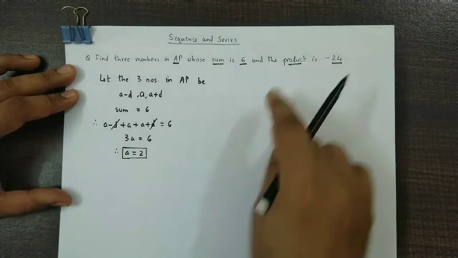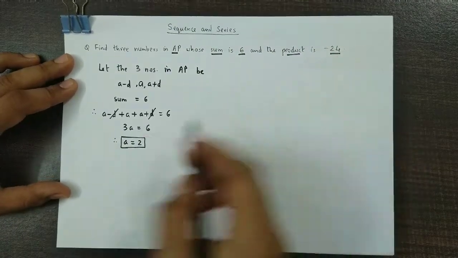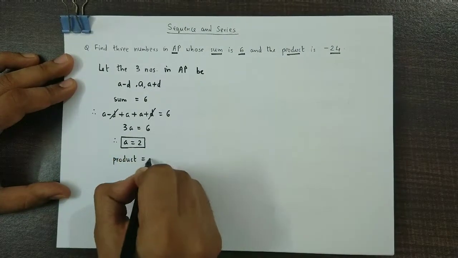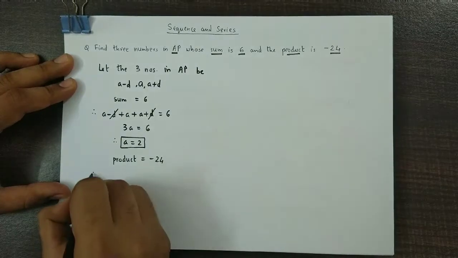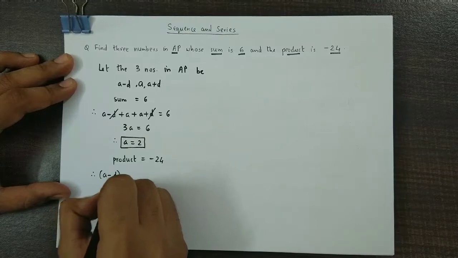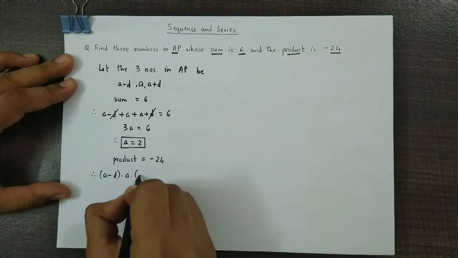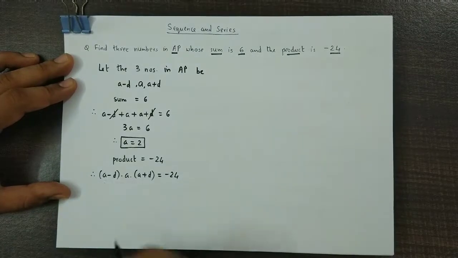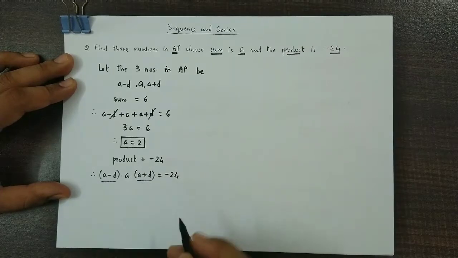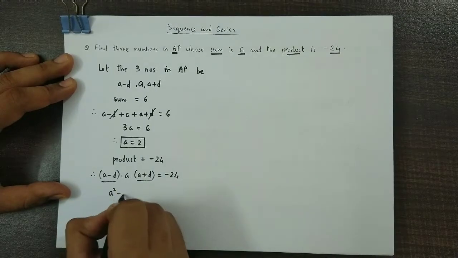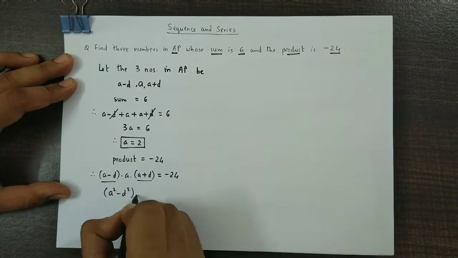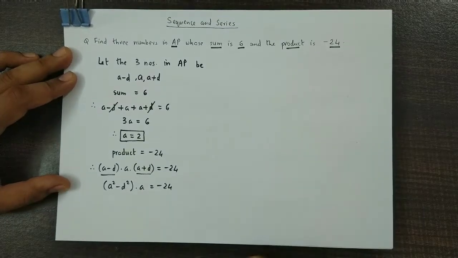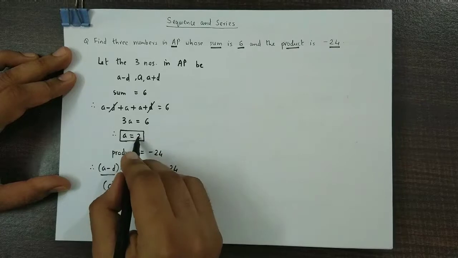Now we use the second condition. The product is minus 24. So that is the second condition. Product of these numbers is minus 24. So therefore, A minus D into A plus D into A is equal to minus 24. Now A minus D into A plus D could be written as A square minus D square. Now we substitute the value of A, which is 2.